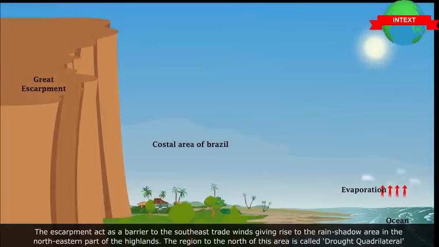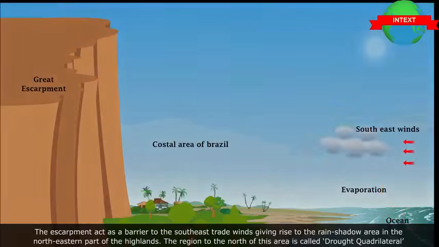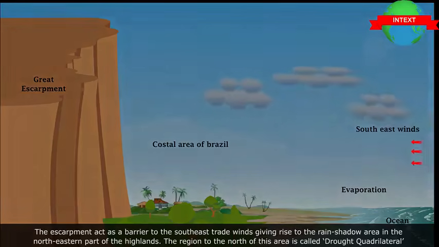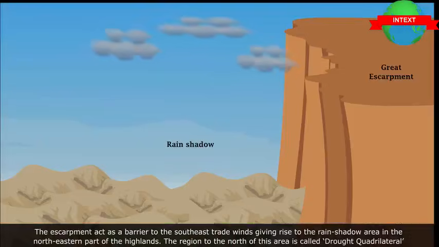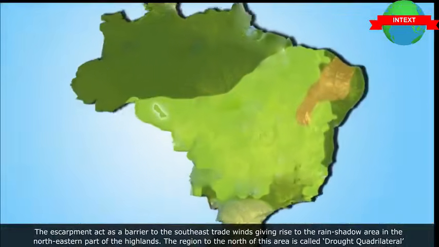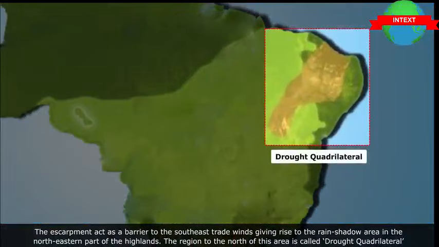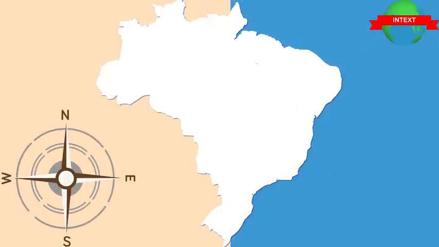The escarpment acts as a barrier to the southeast trade winds, giving rise to the rain shadow area in the northeastern part of the highlands. The region to the north of this area is called the drought quadrilateral. We will now look at the coasts.